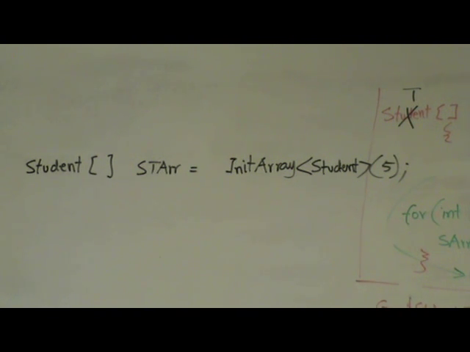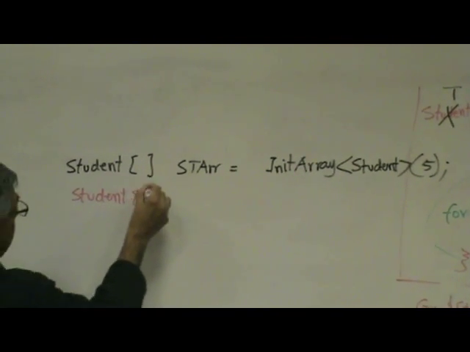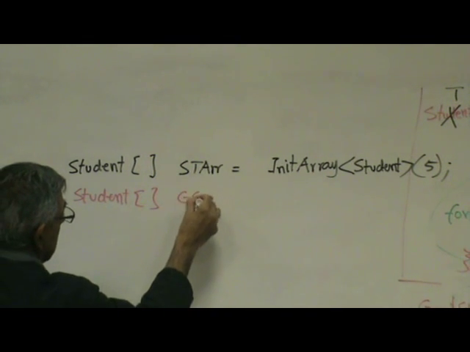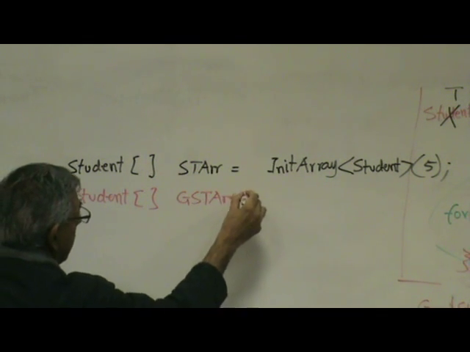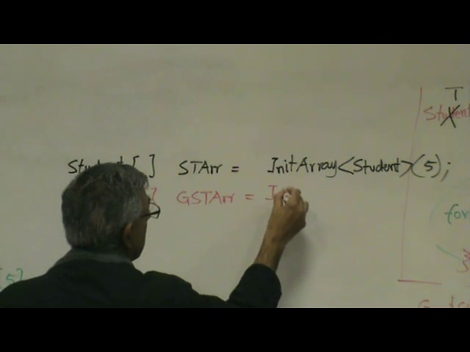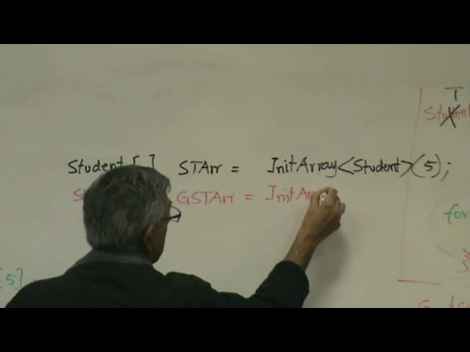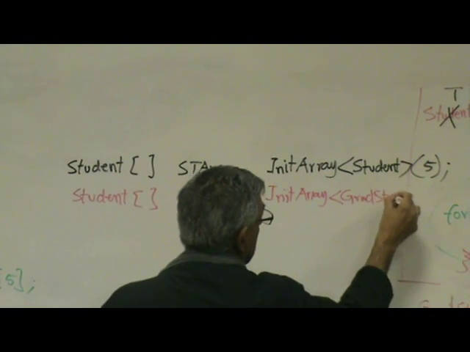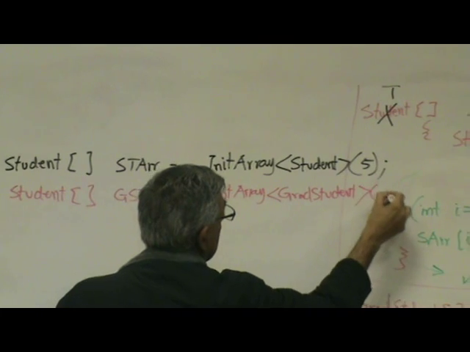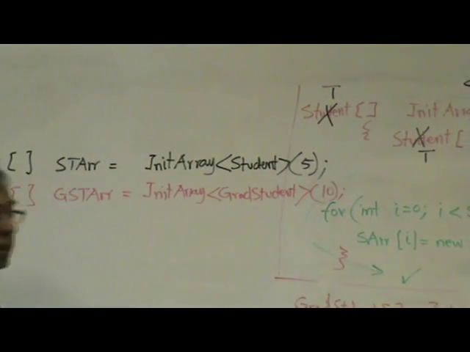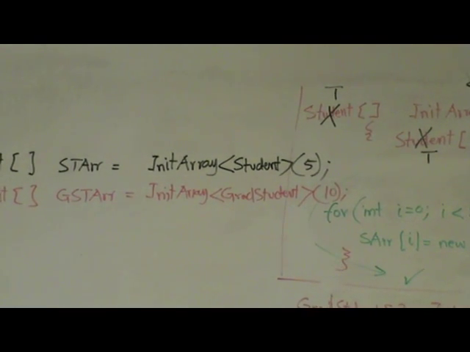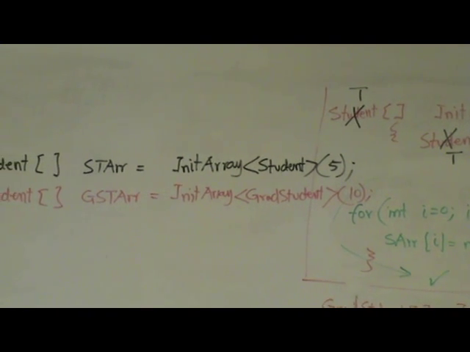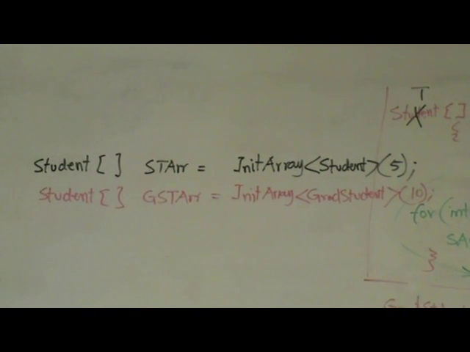What if I wanted to create an array of 10 graduate students? What will it look like? Grad student, let's say GST array equal to init array, and then in the parameter I will say grad student and say 10 over here, correct? So that's how easy it is to create generic methods, okay?